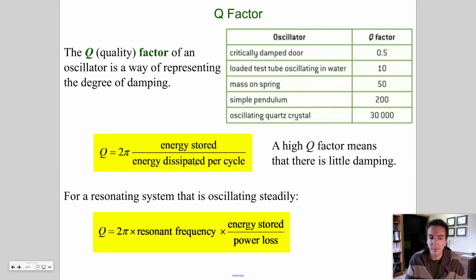So here's a very simple formula. Q equals 2 pi times energy stored divided by the energy dissipated per cycle. And for a resonating system that's oscillating steadily, Q factor is 2 pi times the resonant frequency times energy stored divided by power loss. They're very simple formulas, like you'll see in your practice questions. Notice there's three variables in here and four variables in there. So it'll be very typical kind of word problems that you're very much used to by now.